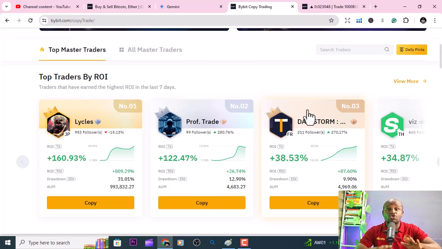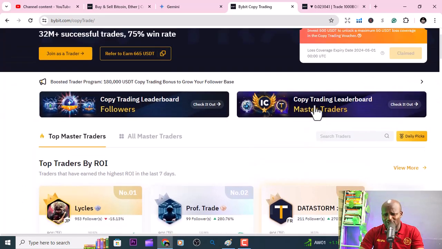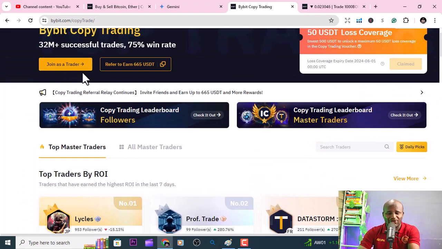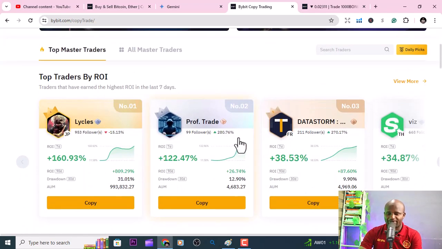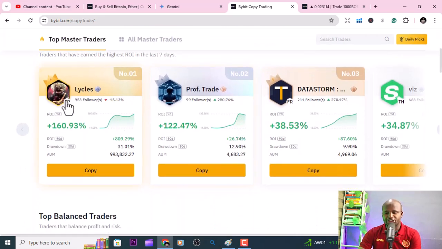If you also know how to trade, you can apply to become a copy trader. You just go here, you can see join as a trader, and people will follow you. Once people follow you, they put in some money and you trade, and once you make profit, you can take 10%, some take even 15%, depending on your value. So let's go to the top 5 for today, and we'll share more about that.